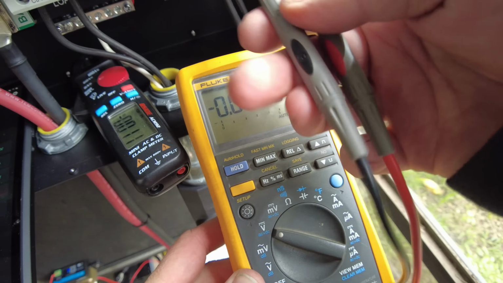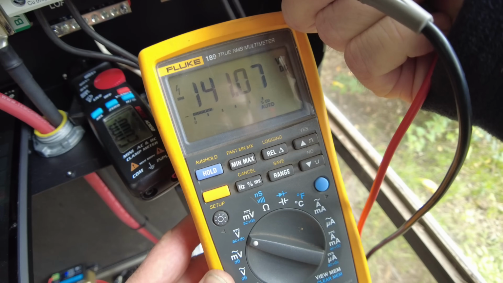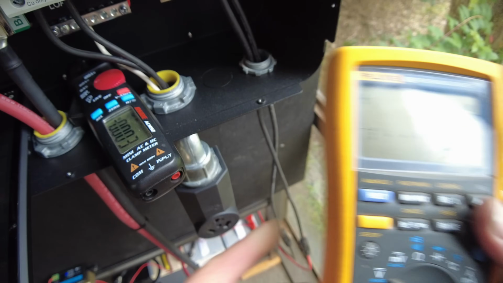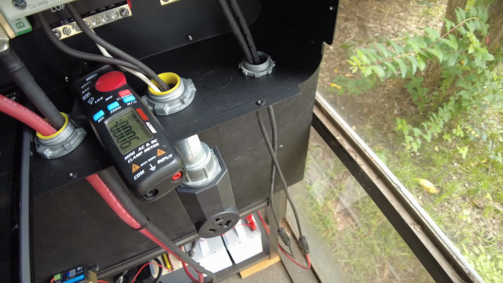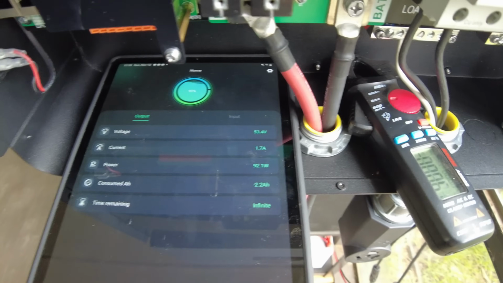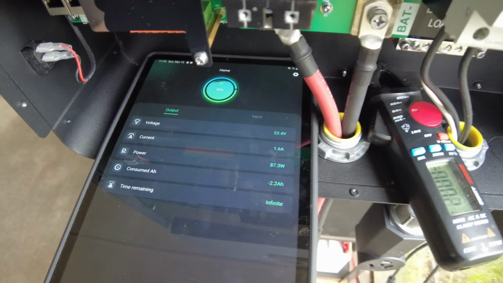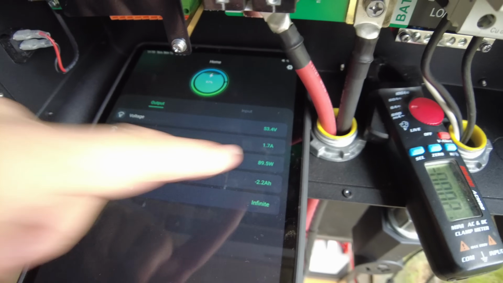And the voltage is 140. Yeah, so that should be about 140 watts coming in. I guess there's just some overhead in the MPPT controller or something.